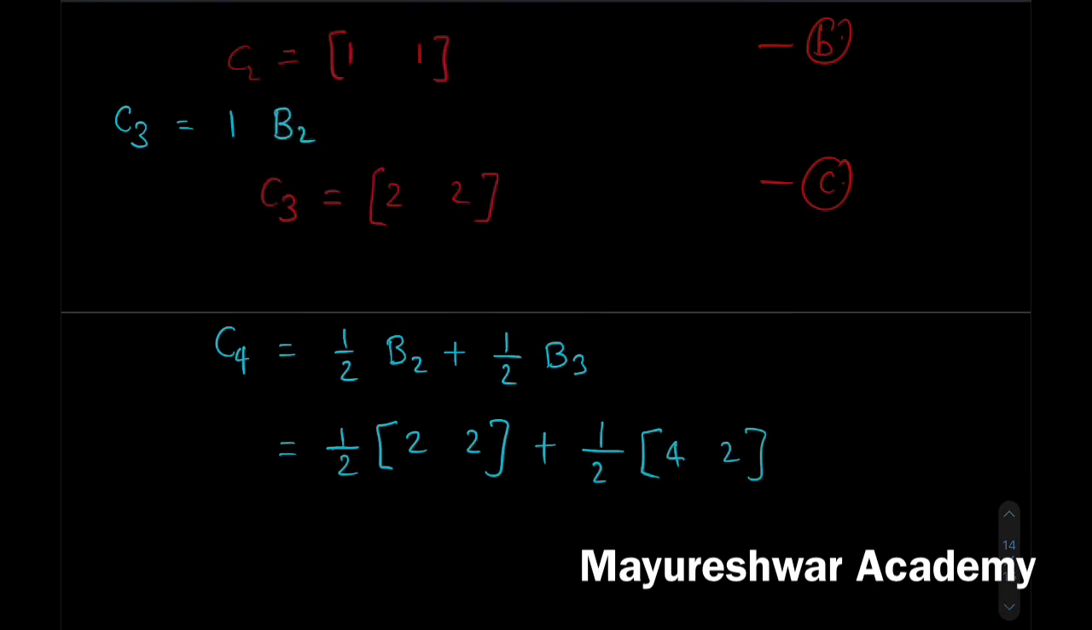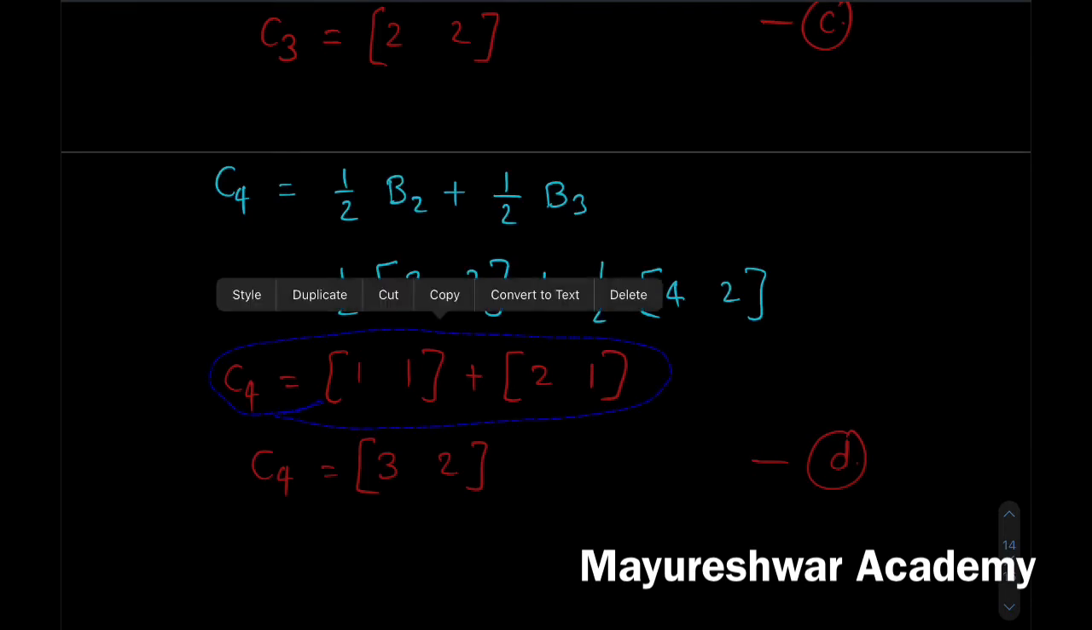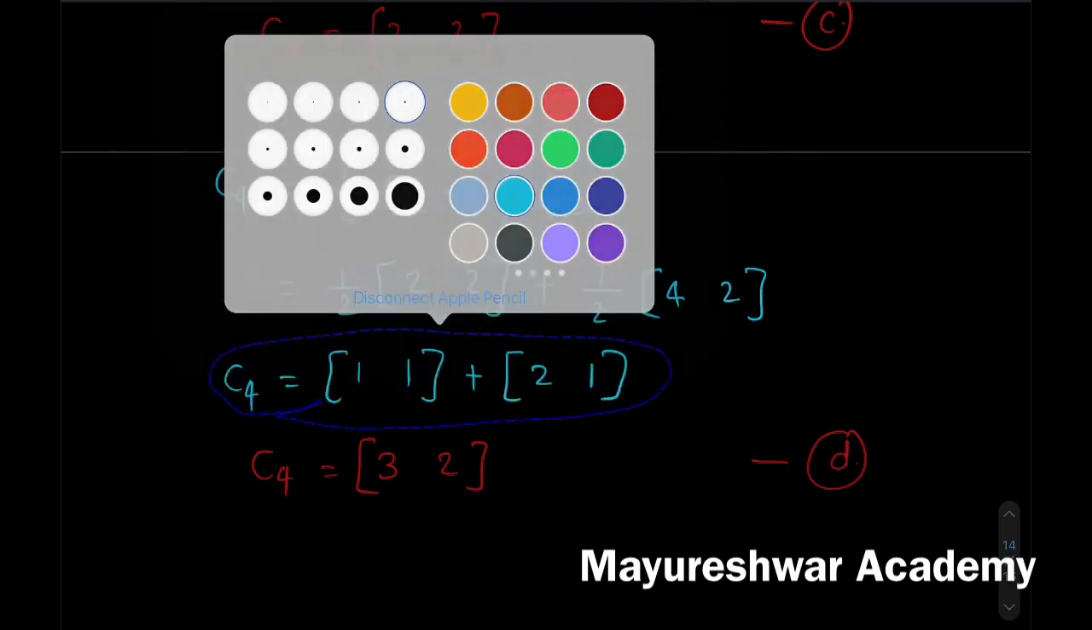So the first part is 1 1 plus 2 1, so this gives C4 is equal to 3 2. The x component is added with x, y is added with y. So this is expression D.